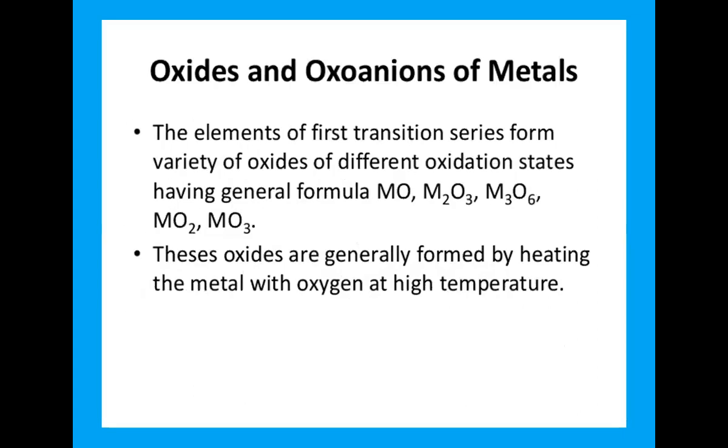Then, oxides and oxyanions of these metals. The first transition series forms varieties of oxides in their different oxidation states. They can form MO type, M2O3 type, M3O4 type, MO2, and MO3 respectively. These oxides are generally formed by heating the metal with oxygen at high temperature.